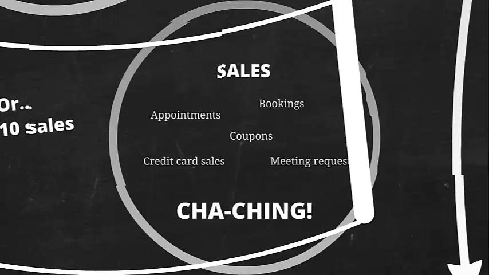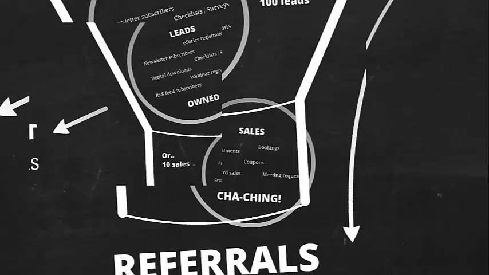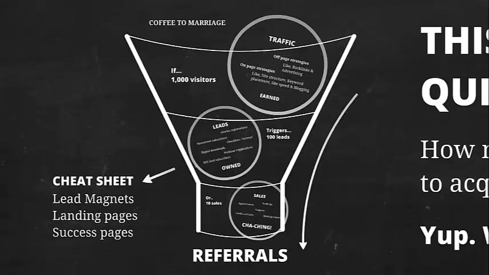Because once we can measure it, we can work out some important things like how much money we can spend on stuff like this. It really gives you an idea how much time you can spend on it as well. Time and money, those two important things. So in the coffee to marriage thing here, everyone thinks about the traffic and everybody thinks about the sales. But you know what? There's a step in the middle that should not be overlooked.